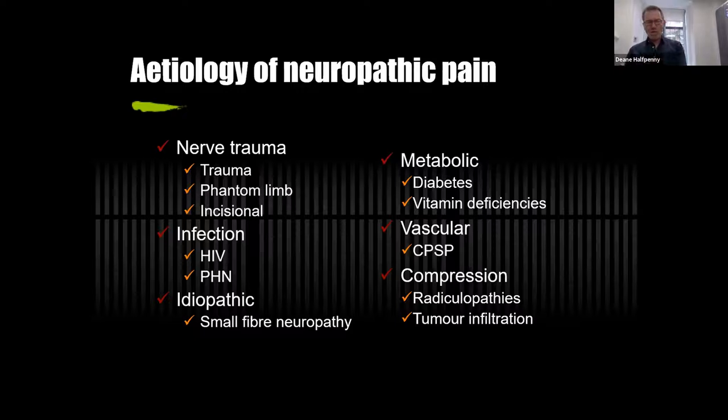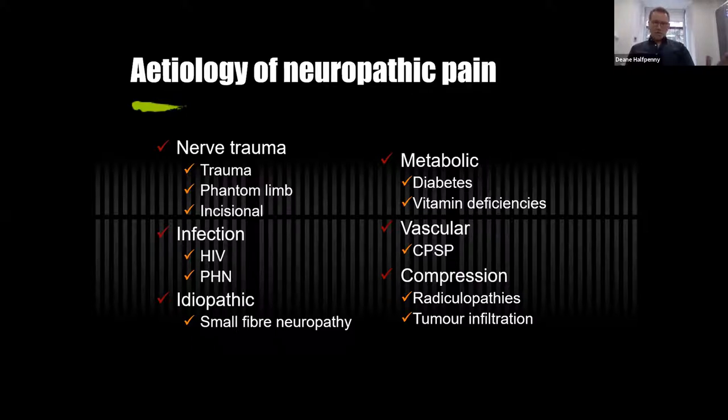And I'm sure Tom is going to expand on avulsion injuries and other traumas to nerves. And of course, things like surgery or incisional trauma can cause neuropathic pain. Typical examples of infection would include HIV and post-herpetic neuralgia. I'm sure you've probably treated patients who've got shingles, and you'll appreciate that it is incredibly painful and can be very, very difficult to manage.